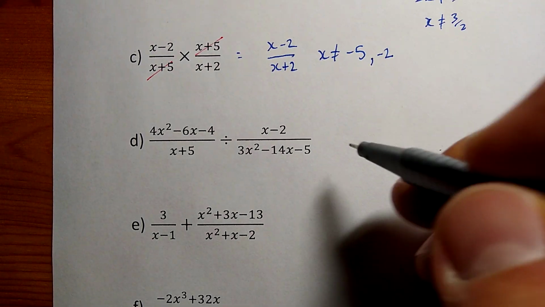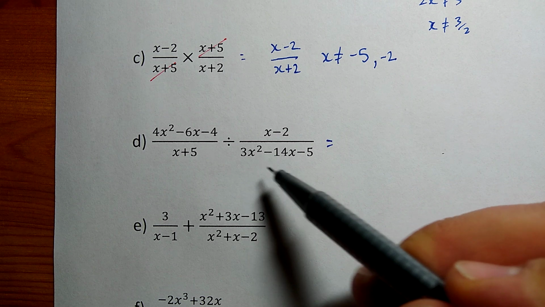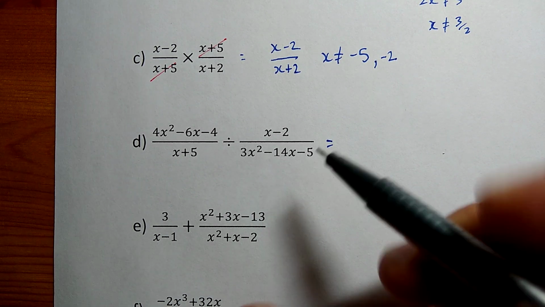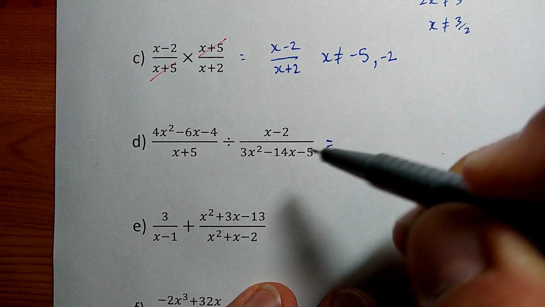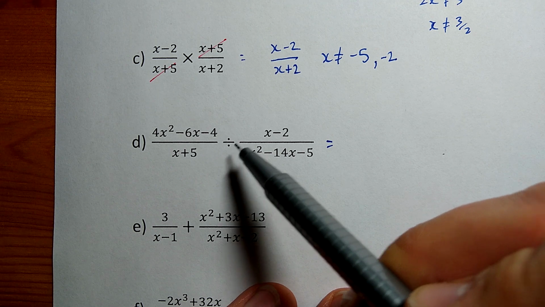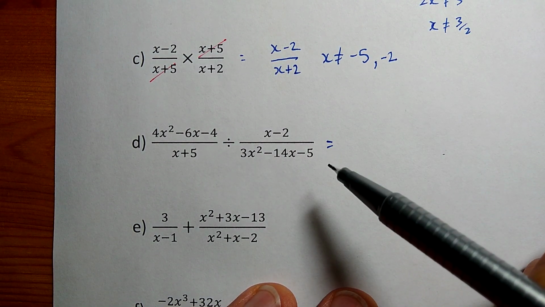Okay, part D. This one has a quotient. We're dividing by a rational expression. The very first thing we do is rewrite this as a product instead of as a quotient. So instead of dividing by this, we will multiply by its reciprocal.